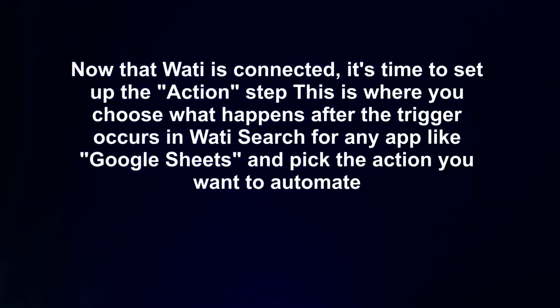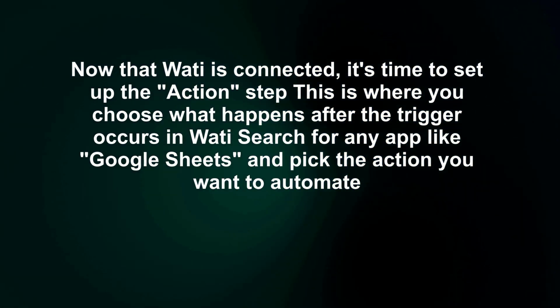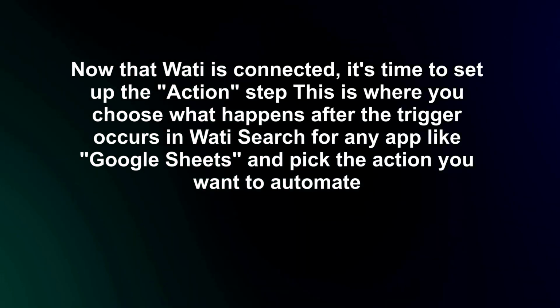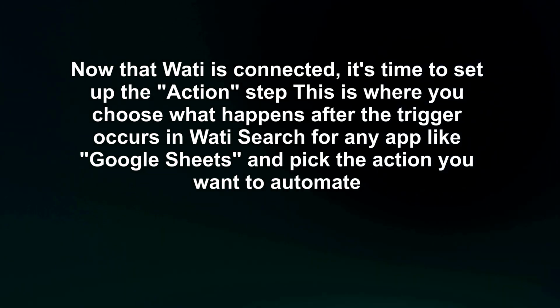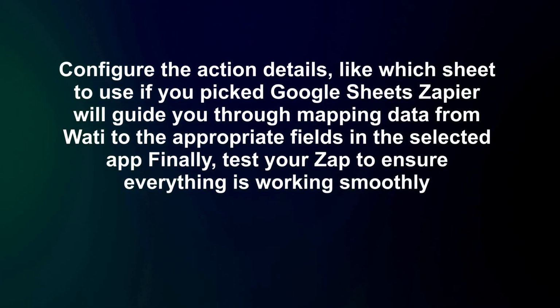Now that Wati is connected, it's time to set up the action step. This is where you choose what happens after the trigger occurs in Wati. Search for any app like Google Sheets and pick the action you want to automate. Configure the action details, like which sheet to use.